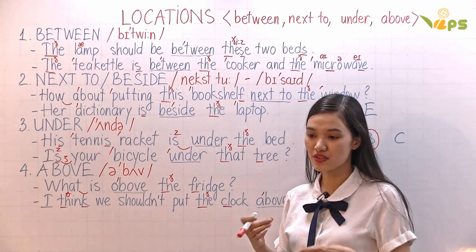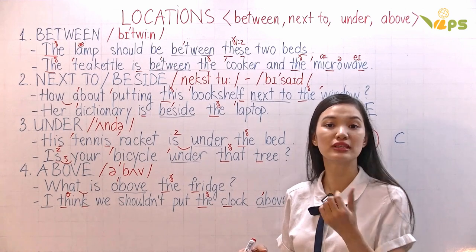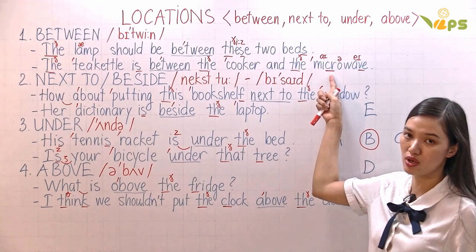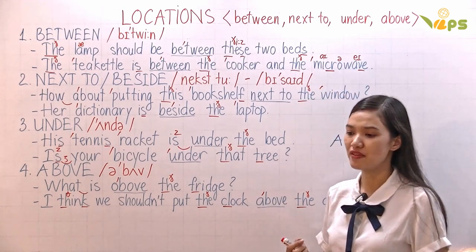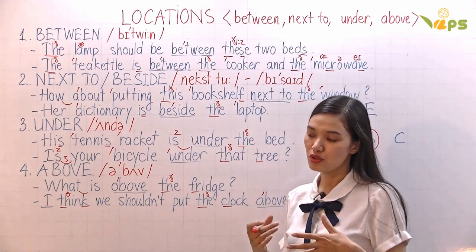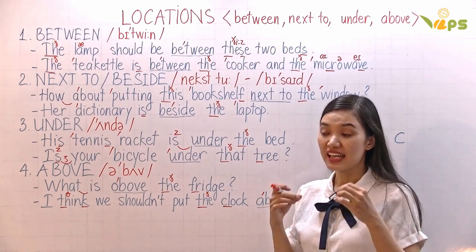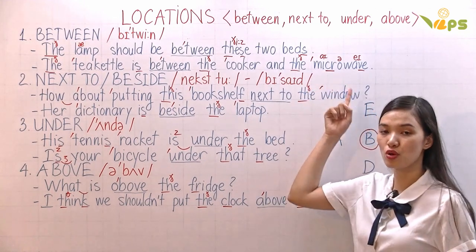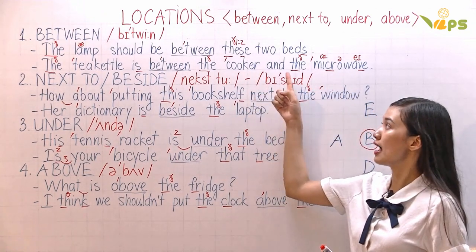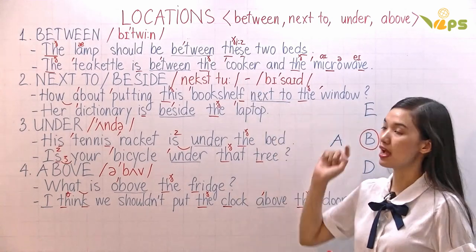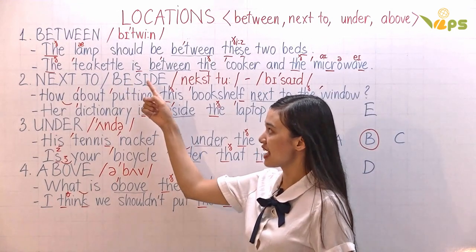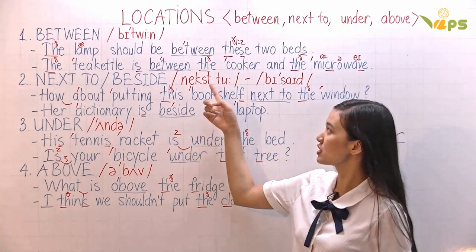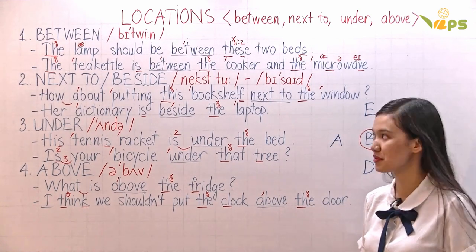The cooker is the thing for you to cook the food, especially rice. And the microwave, remember, microwave, is for you to heat or to cook the food very quickly. So, the cooker and the microwave. The tea kettle is between the cooker and the microwave.